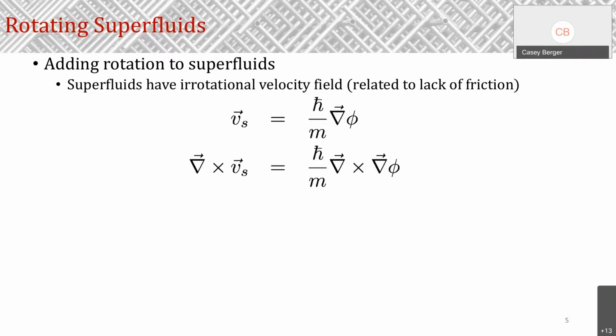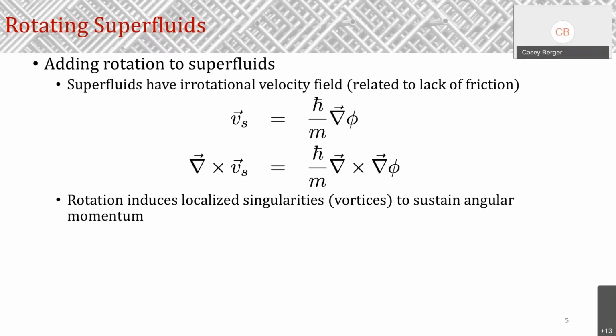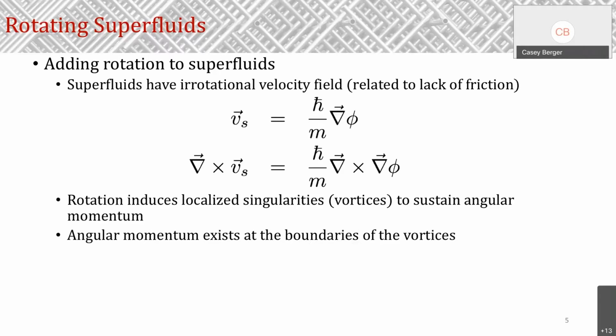So if you add rotation to the fluid, you are imparting some angular momentum to the system, and it has to go somewhere. And since it can't go into the fluid's velocity field itself, this causes the superfluid to generate localized singularities. All of the angular momentum that you've imparted into the system exists at the boundaries of these singularities, or vortices. And you can actually calculate how much angular momentum is in the system by looking at the circulation around each vortex.